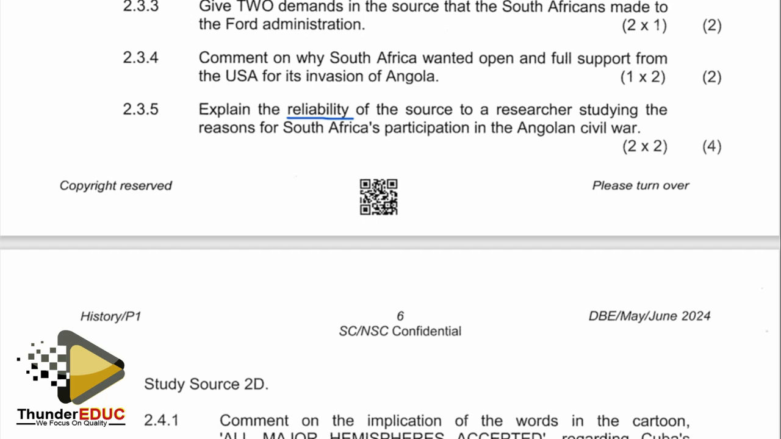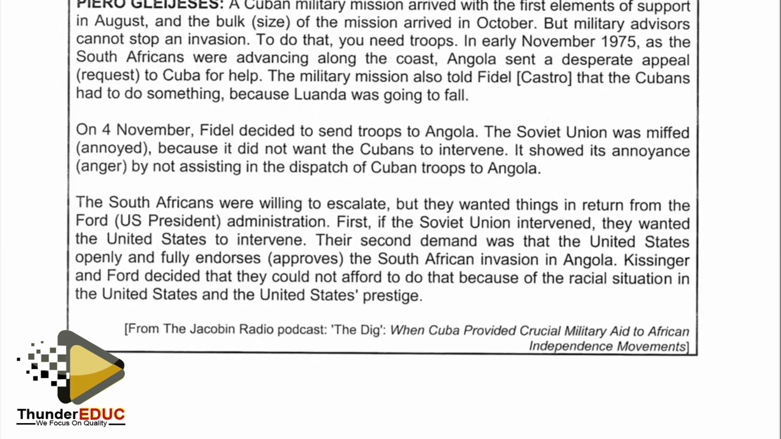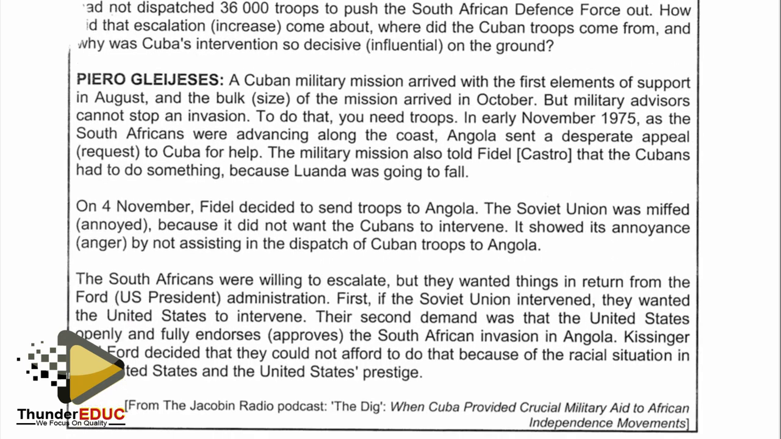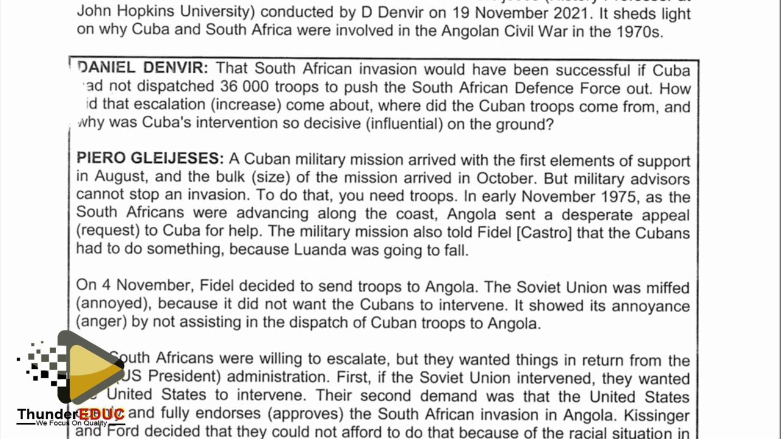Reliability, you are saying, is it the truth? Is this source giving us a true picture of what happened? Can we say this is the truth of what happened? That is reliability. Right, so we try to check in the sources to identify what valid reasons we can use to validate that this source is reliable to someone who wants to study the involvement of South Africa in the war.